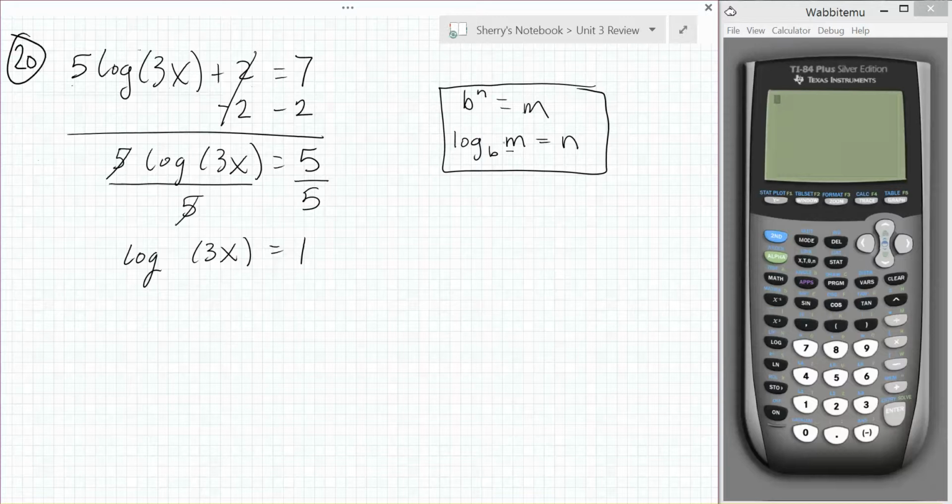Now, if I want to change from log to exponential form, notice that I need to know what the base is. Remember, if there's no base written, we assume that's the common log and it's base 10. It really helps me to go ahead and take a second to write that in because now it looks familiar.